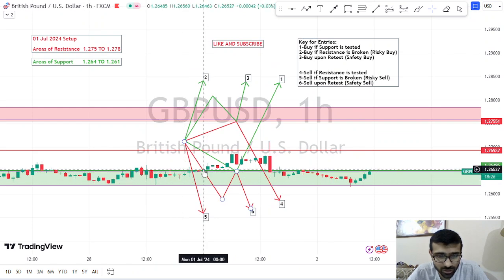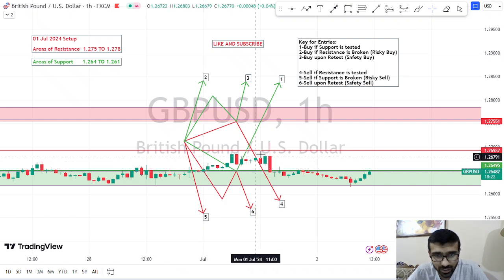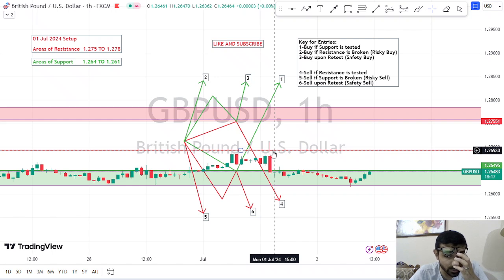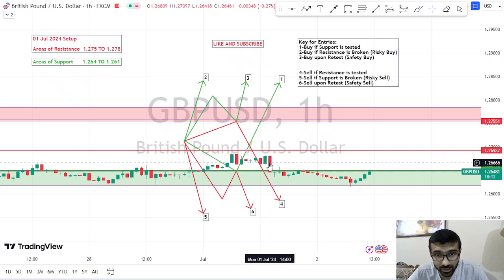So once market closed above our area of support, we could have taken a buying entry. And from the minor area of resistance, you guys can clearly see that market has given us a selling opportunity over here. But this was a big candle. I think we would have preferred to stay out of the market.